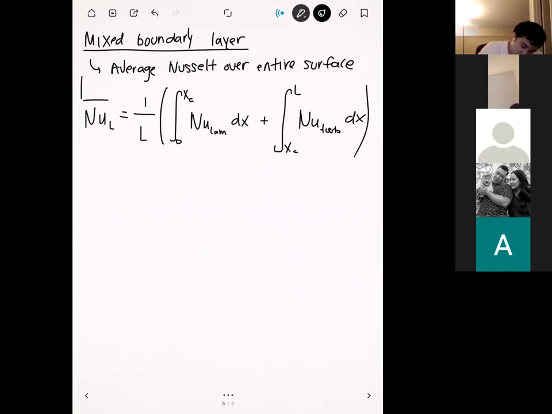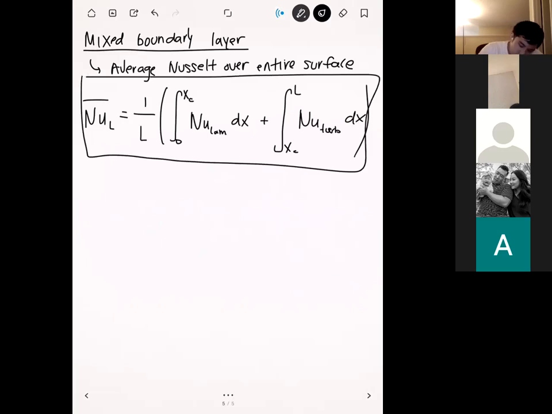There are a lot of terms here, so let's define what each of these are. First, let's talk about the Nusselt number correlations that we plug in here. Nu lam here is going to be the local Nusselt number correlation for laminar flow, with emphasis on local.